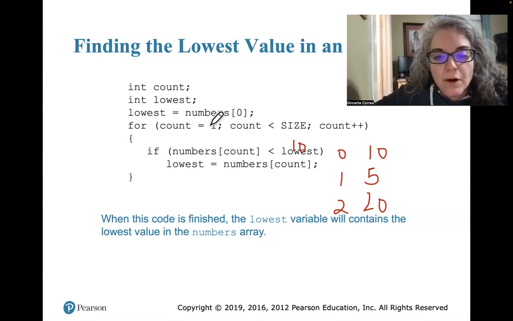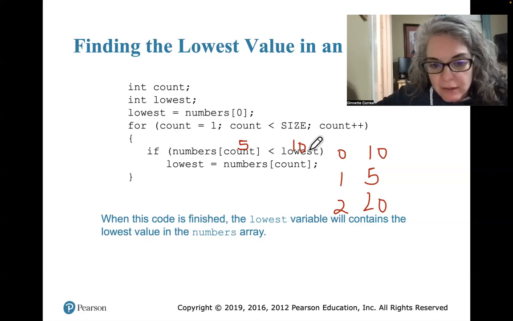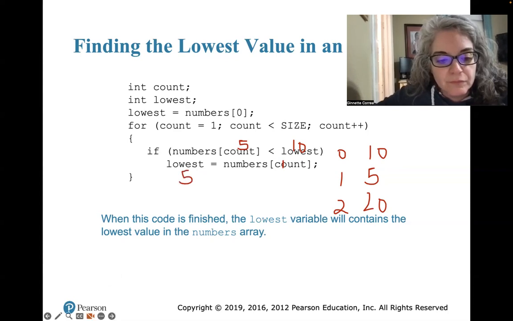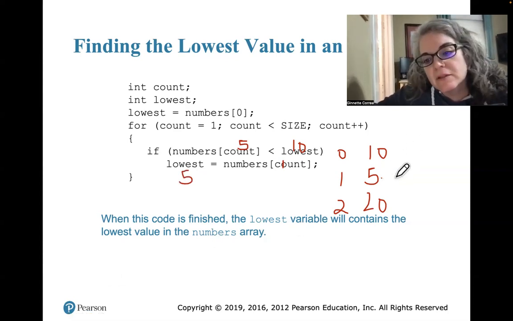Numbers sub 1, count is 1 the first time, is a 5. Okay, and it says, is 5 less than 10? It is. So now lowest becomes number sub count. Number sub count, this is a 1, right? Number sub 1. So lowest is 5. So now that lowest is 5, this is the lowest.